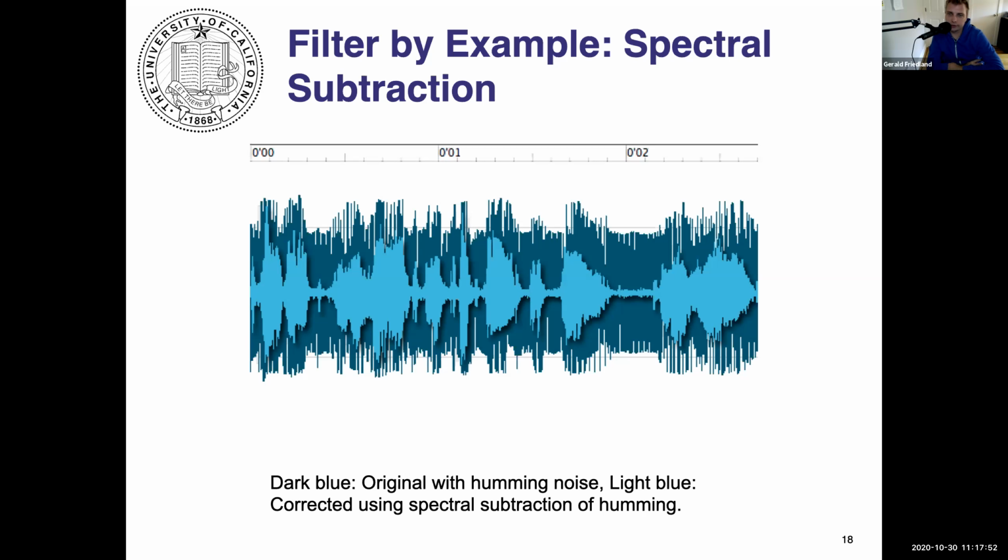Okay, so this is like 3 seconds of a signal, and what you see here is some speech that was very much distorted by a 50 hertz hum, and then once you do the extraction, you see the second curve, which is the light blue in front. That's actually much clearer speech than what was there before.